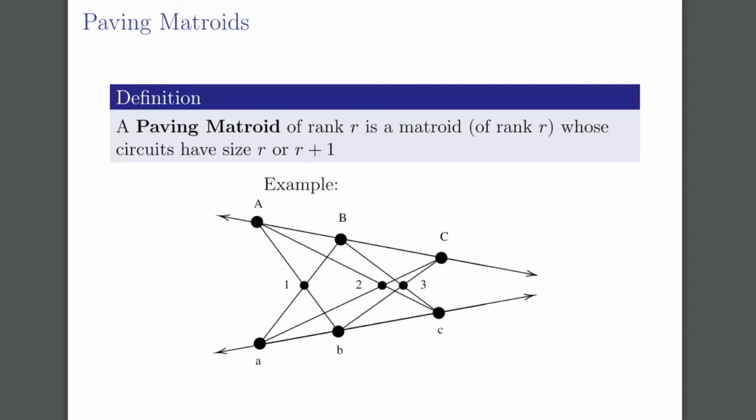And an example of a paving matroid is exactly what I showed you before. These so-called Pappus and non-Pappus matroids are both examples of paving matroids, because if you think about the way we define them, this thing has rank 3 because it's sitting in a projective plane, so the dimension is actually 3. And my circuits were subsets of size 3 and subsets of size 4. So this is a paving matroid.